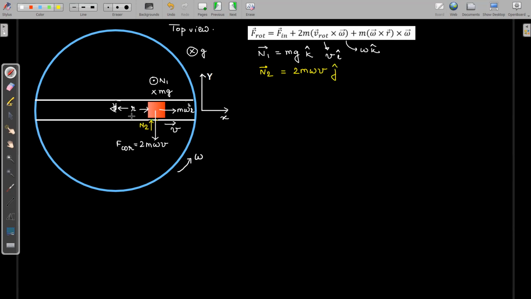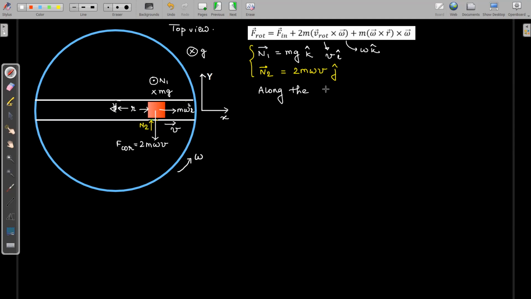So the first part is to find the position vector of the block r, the radial distance as a function of time. And the second part is to find the value of this reaction force. So you can see that if we find the value of v as a function of time, then we will be able to find the net reaction force, net normal force.